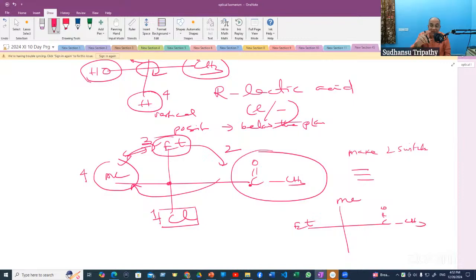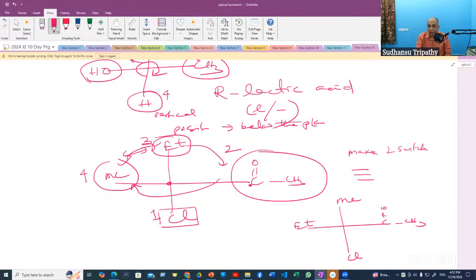Now, one switch means you have inverted the configuration. If I would have given R, then you have made it S. If I had given you S, you have made it R. So you will get a big 0. So to retain the configuration and identify the absolute configuration, you have to make 2 switches.